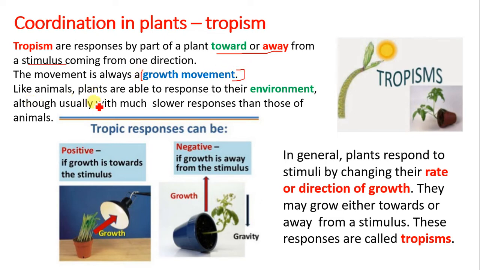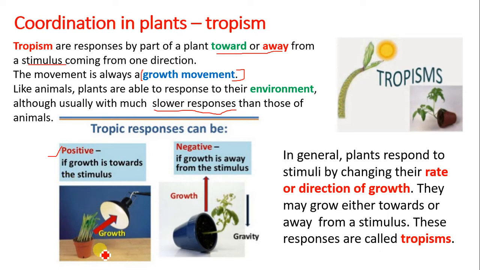Now, like animals, plants are able to respond to their environment, although usually with much slower responses than those of animals. So you find out that a tropic response can be positive. So you can have positive gravitropism, positive phototropism, negative gravitropism, and negative phototropism. So it can be positive if growth is towards the stimulus.